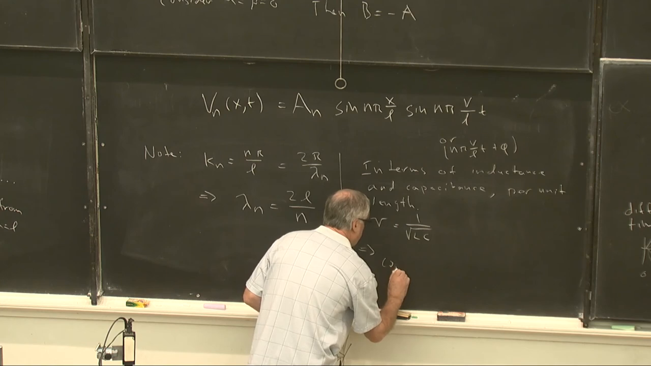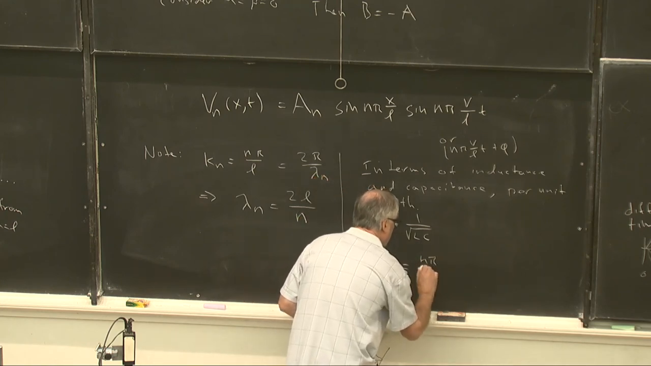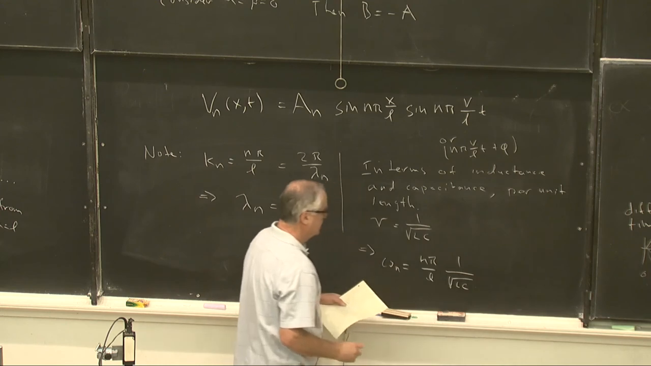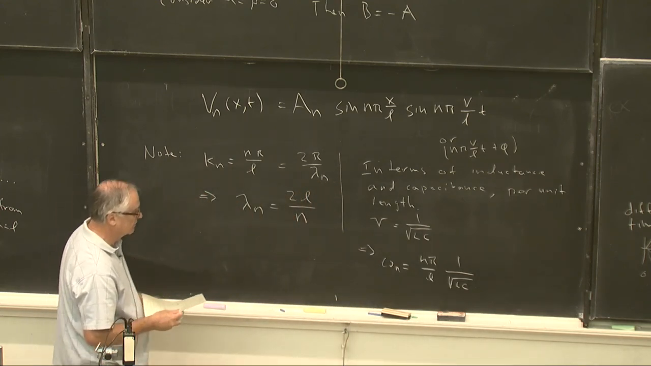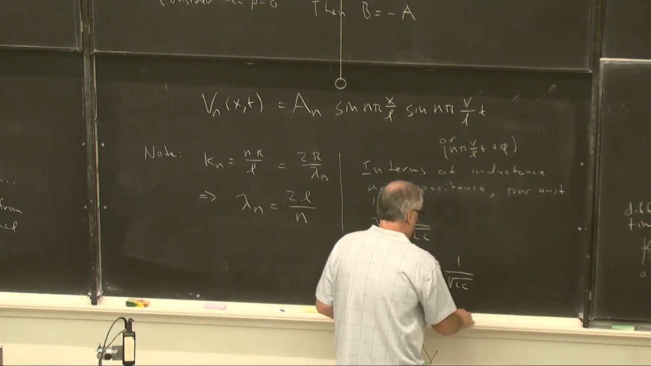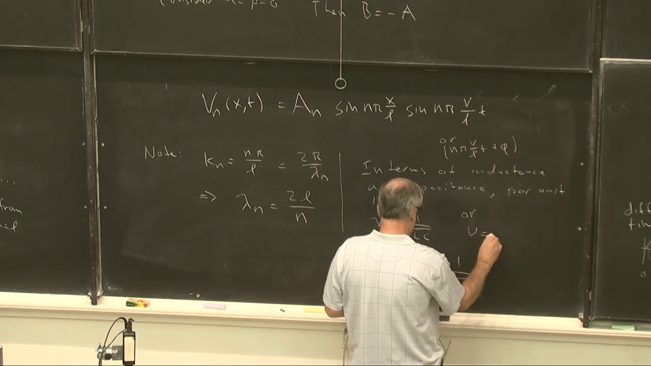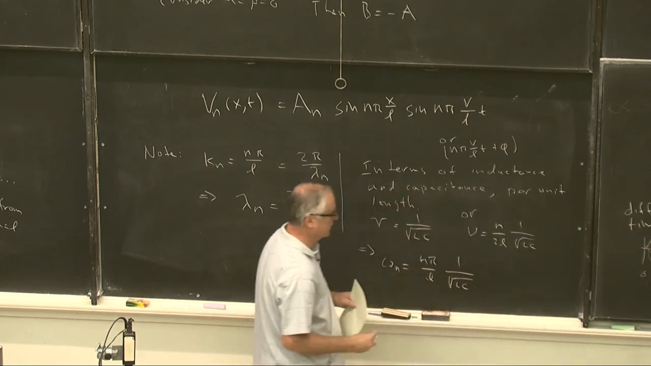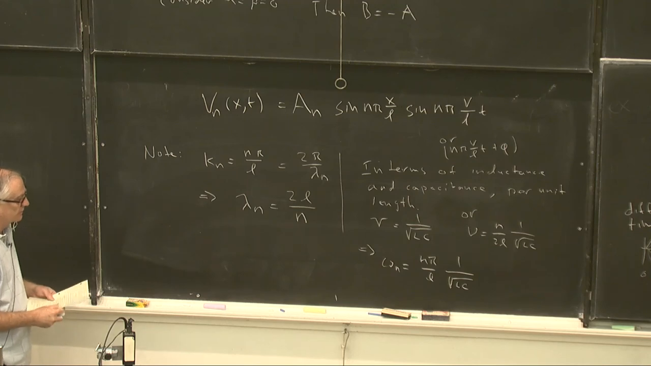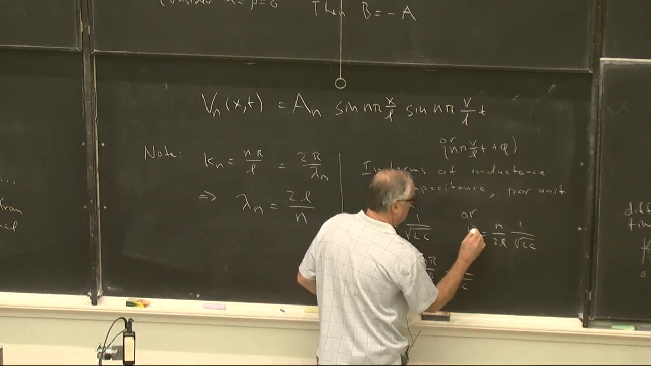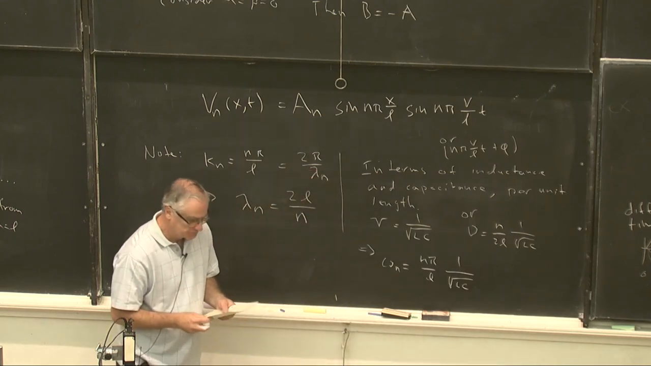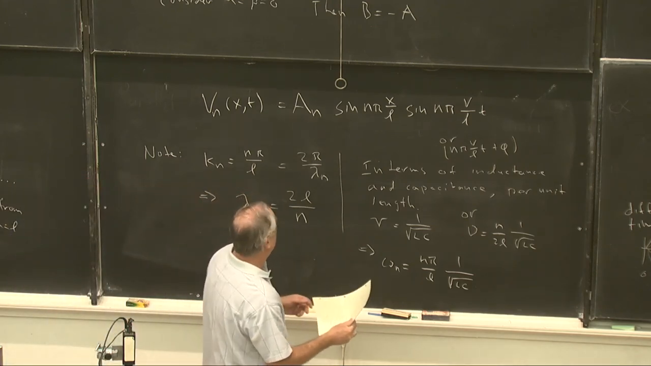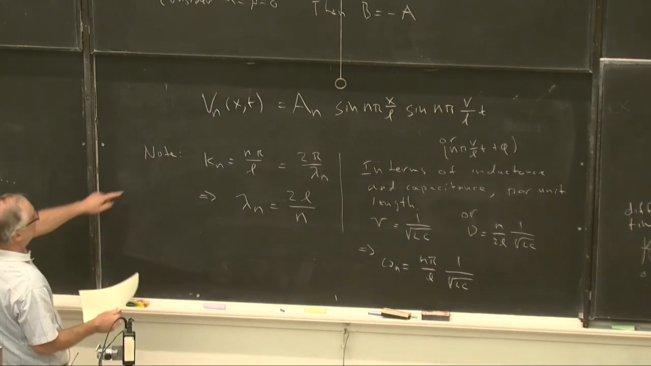And so omega sub n, the frequency of the nth standing wave, the angular frequency, is n pi over L times 1 over square root of LC, because that's V. The frequency is just divide that by 2 pi. So if you want to calculate it in cycles per second or hertz, the frequency is that. So that's a nu. Okay, so the point now is that a general wave is just a superposition of these guys.